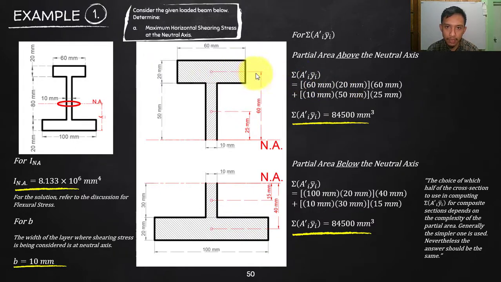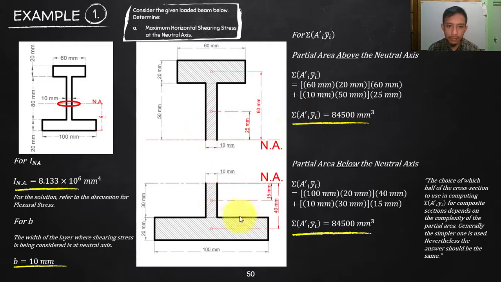Multiply that one with the y bar from the neutral axis, which is 60. Plus the second is 10 times 50, and then y bar of that is 25. It will be giving us 84,500 millimeter cubed. Okay, you can consider this as your Q. In the other formula of other books, they are using this as Q. They are using a Q variable.